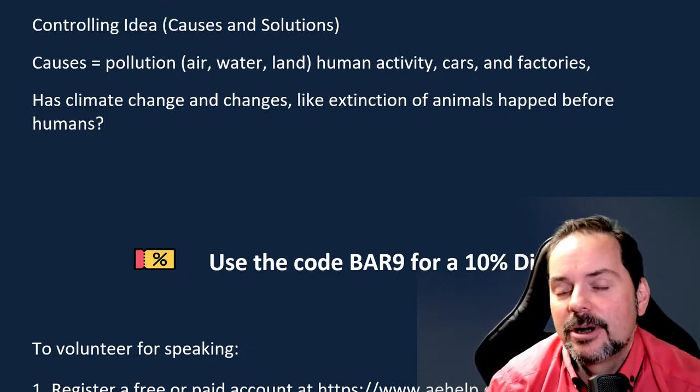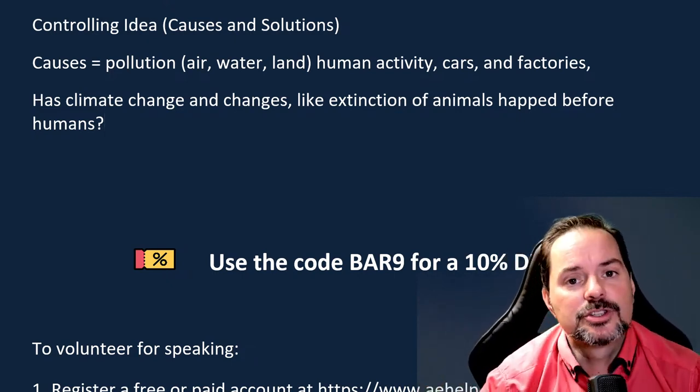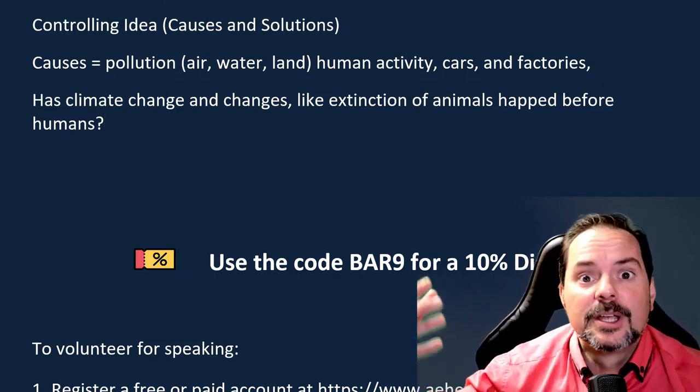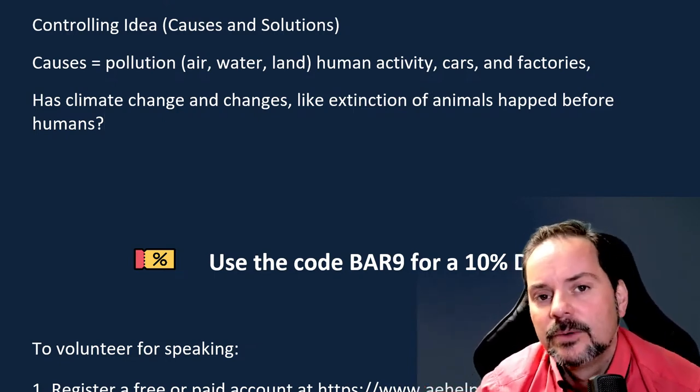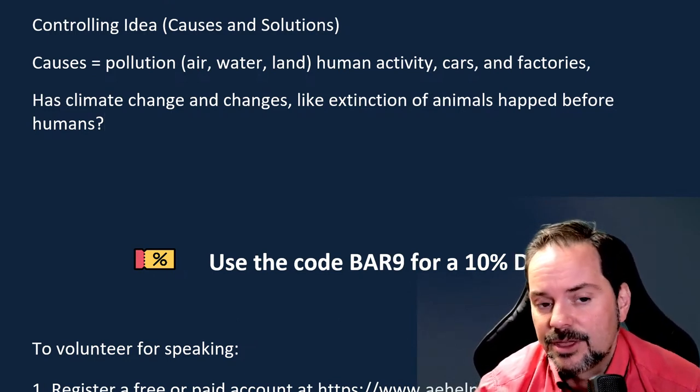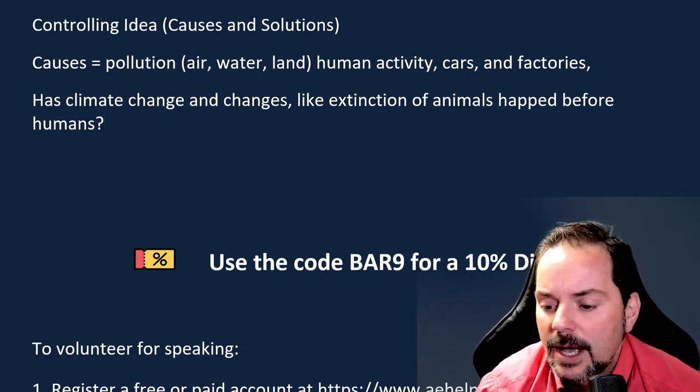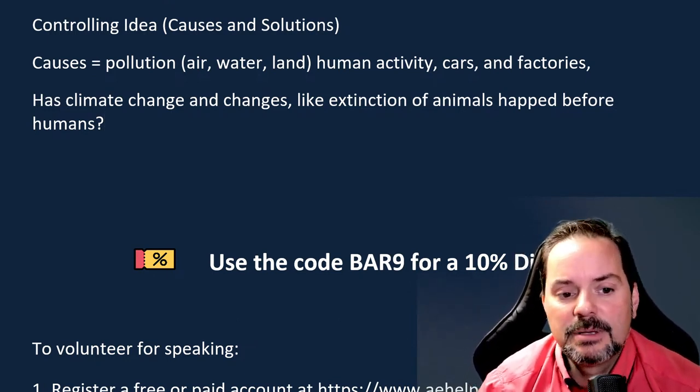This is an interesting part of our thinking as humans. We're egocentric. We think we are always controlling the world around us. Ironically, we control the world a lot less than we think, right? So has climate change happened before humans?